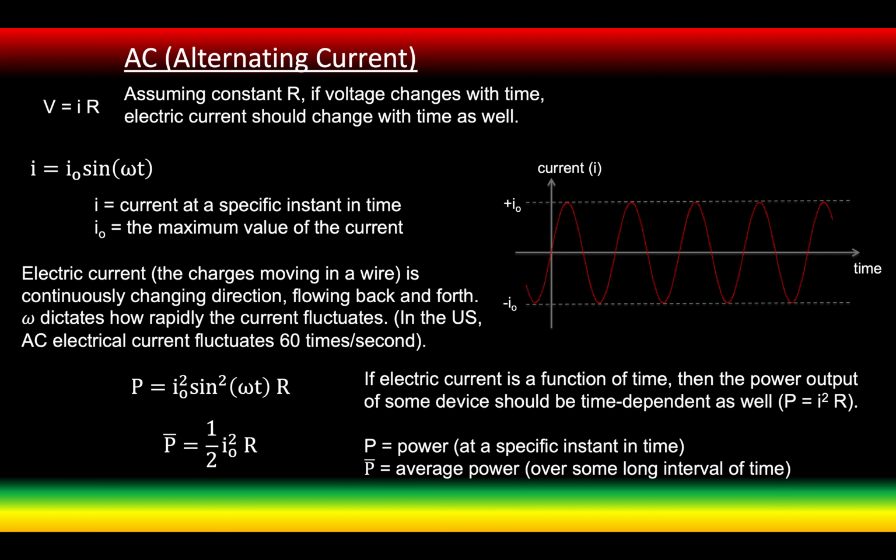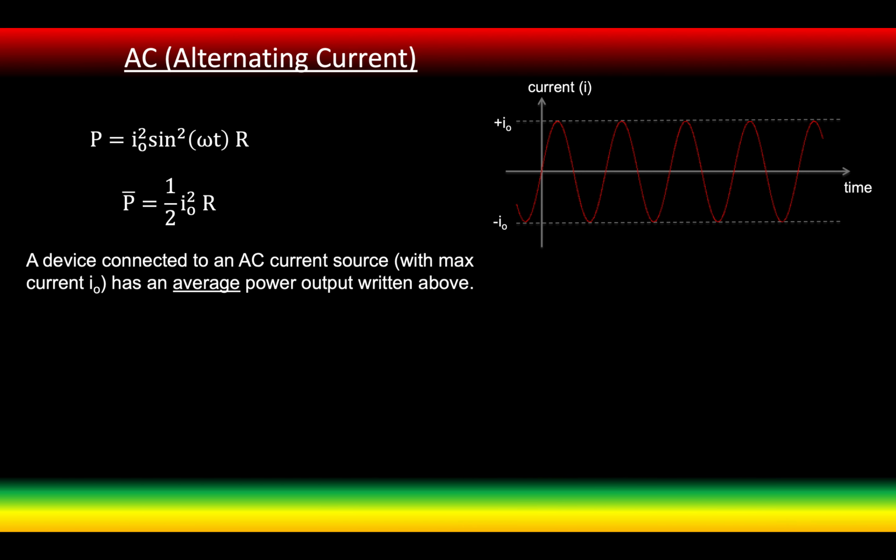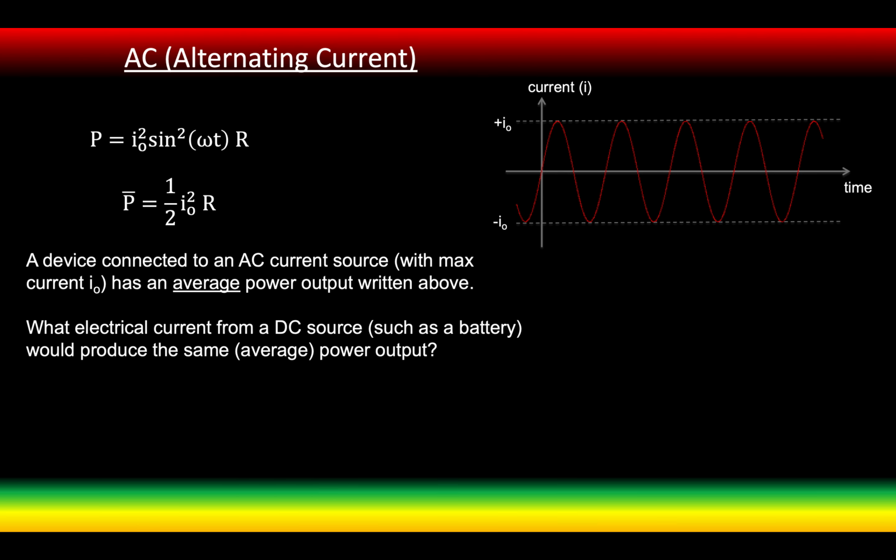Now, with all of this being said, let us present a question. Suppose we have a device that is connected to an AC source, and this AC source produces a maximum current I naught. This device will have an average power output over a long interval of time of 1/2 times I naught squared times R. Now, suppose we unplug this device from our AC source, and we will connect this device to a DC source, such as a battery. What current will need to flow through this device to produce the same average power output as when this device was connected to an AC source?